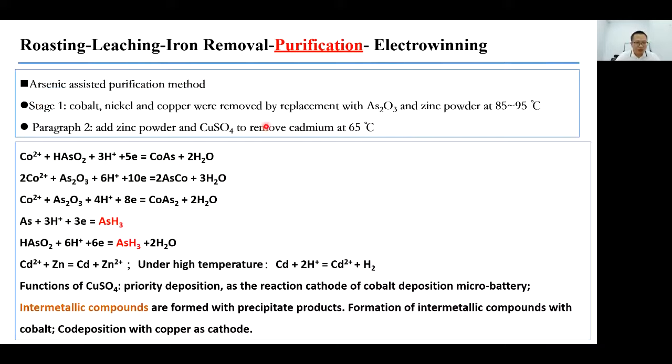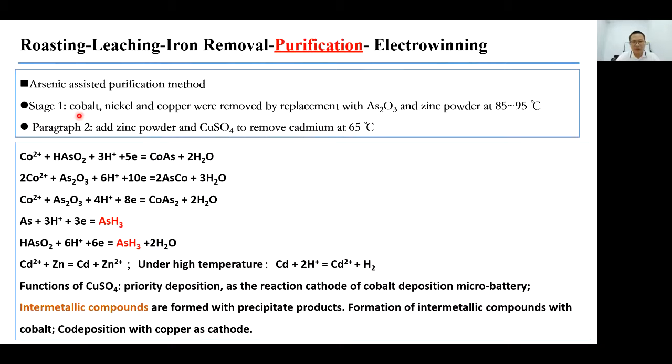And how to do the purification? So, the arsenic assisted purification method. In the first stage, cobalt, nickel, and copper are removed when we are adding arsenic trioxide and zinc powder in the system. This is at high temperature. And in the second stage, we are adding zinc powder and some copper from copper sulfate to remove cadmium.